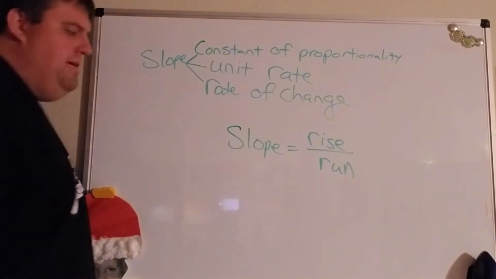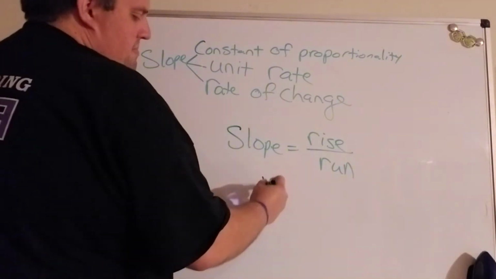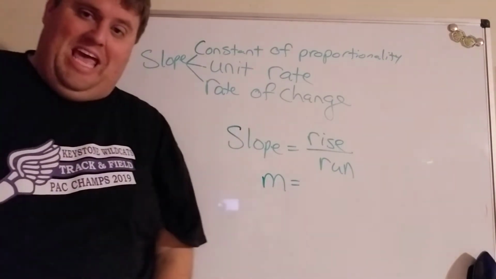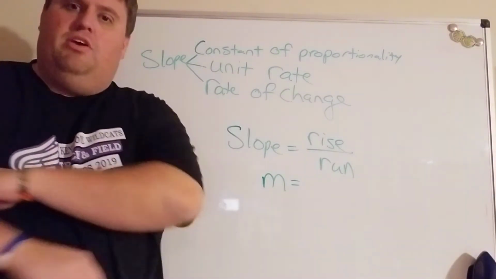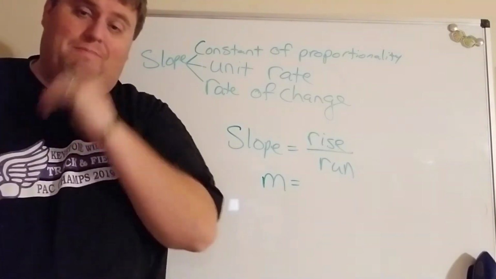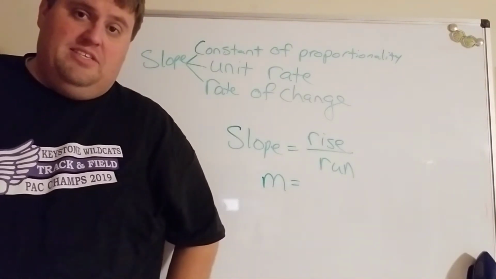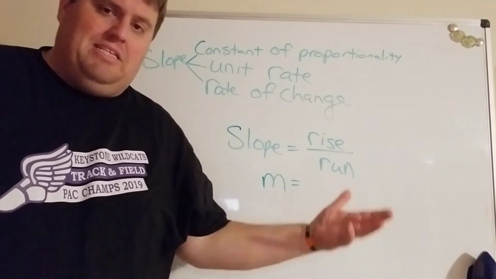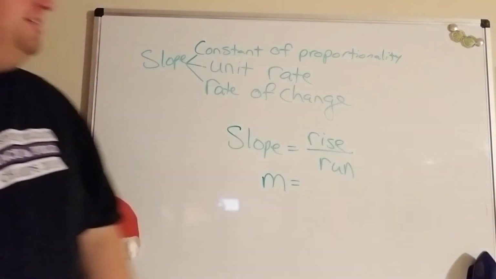And slope, we typically use the letter M to represent. I know that sounds really weird, that slope is M, but it comes from the Greek, the word meta, which means from the word metamorphosis. It just means change. So that M is because of meta. It's about change.